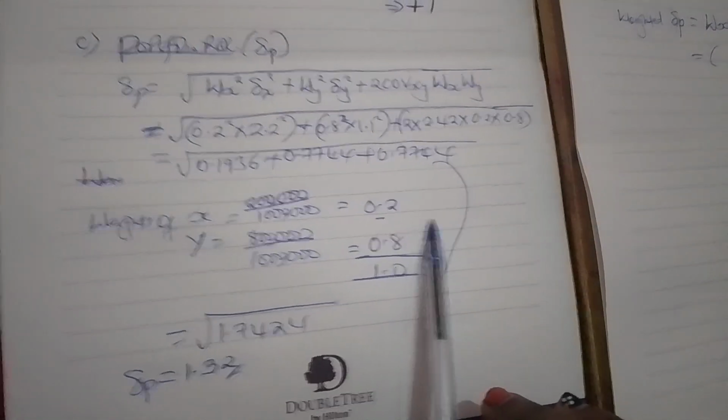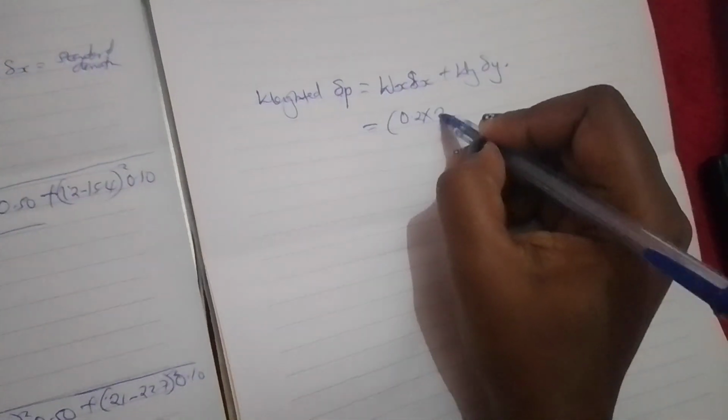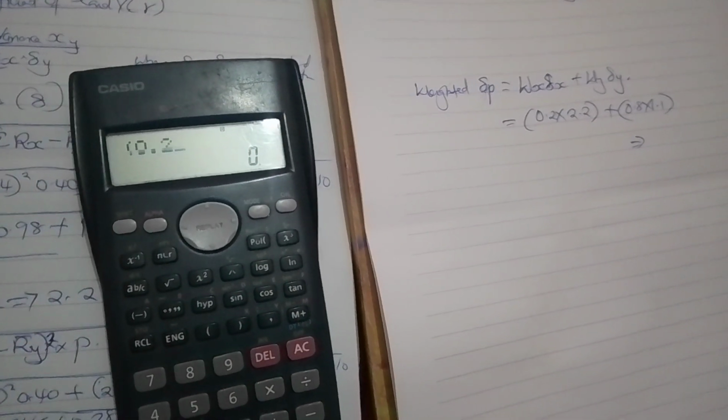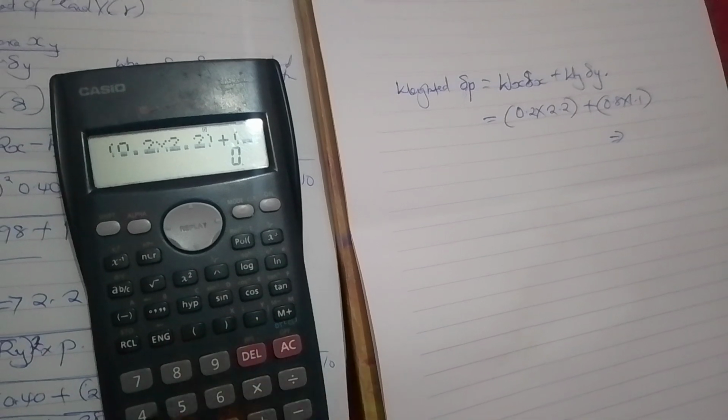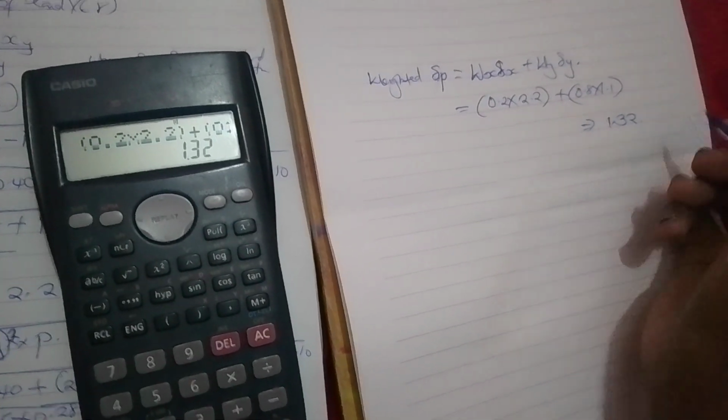Weight of X, we had computed it over here. It was 0.2. Standard deviation of X, we had computed in our first paper. It was 2.2. Then you add weight of Y, which we had computed over here. It was 0.8. You times standard deviation of Y, which is 1.1, so that you get the weighted portfolio. So it's going to be 0.2 times 2.2 plus 0.8 times 1.1. You are going to get, oh, they are the same, 1.32. That's the weighted portfolio.